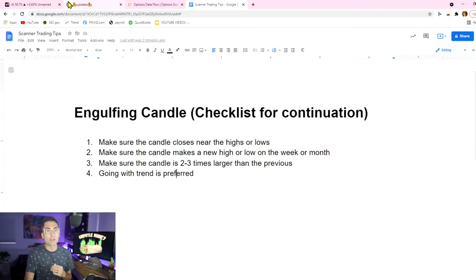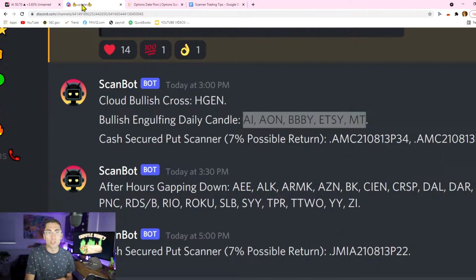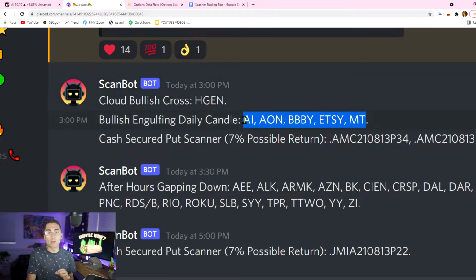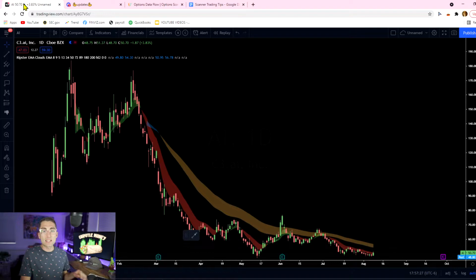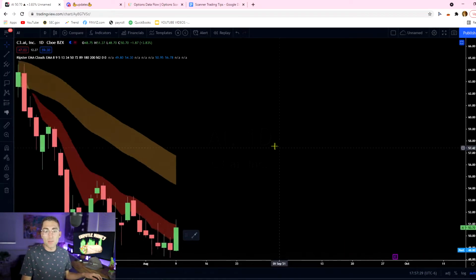And then lastly, we want to go with the trend, not against it. So if we're in a downtrend and we engulf for a bullish candle, we don't really want to trust that too much. You can play it, but I'm going to go through 1, 2, 3, 4, 5 setups here, and we'll just talk through if any of these hit the criteria. First one up is AI.